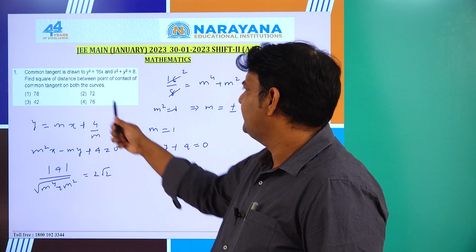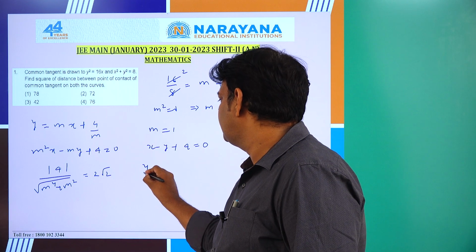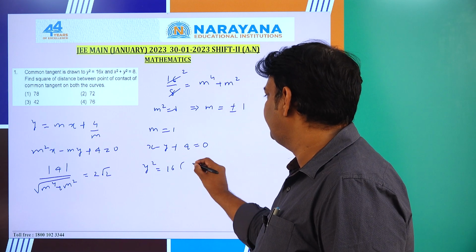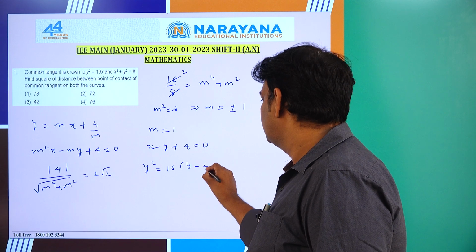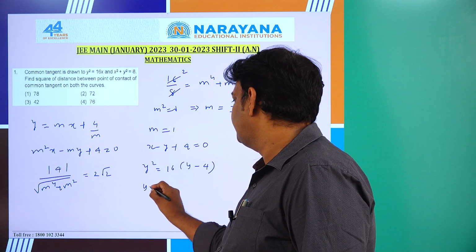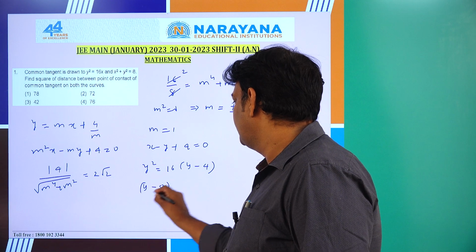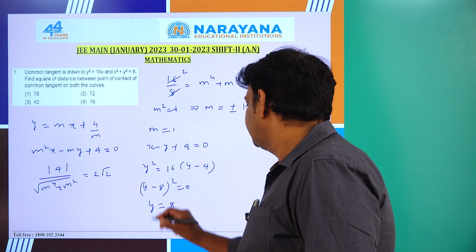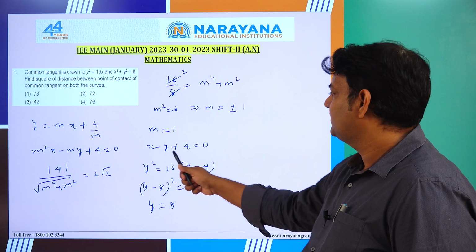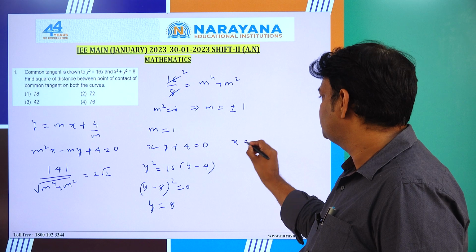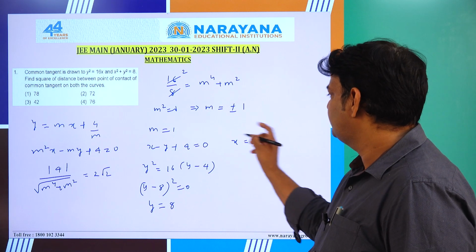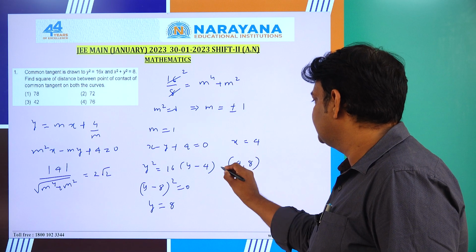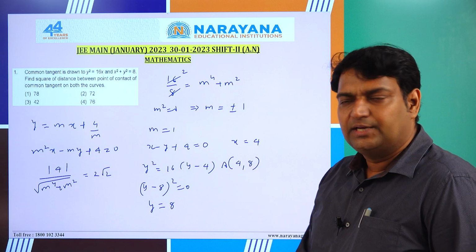Now let us solve this line with the parabola y square is equal to 16x. What is the value of x? y minus 4. Observe that this is y minus 8 whole square. So what is the value of y? 8. Substitute the value of y, you will get the value of x as minus 8 plus 4 minus 4, so x is 4. That means the point of contact is 4 comma 8. This is the point of contact with the parabola.